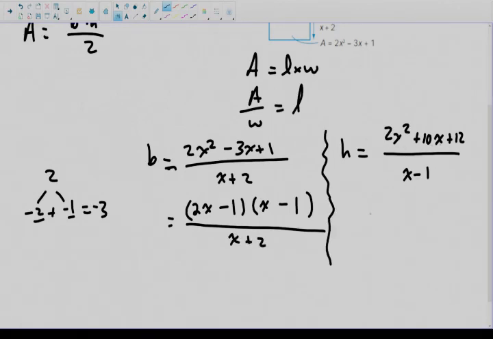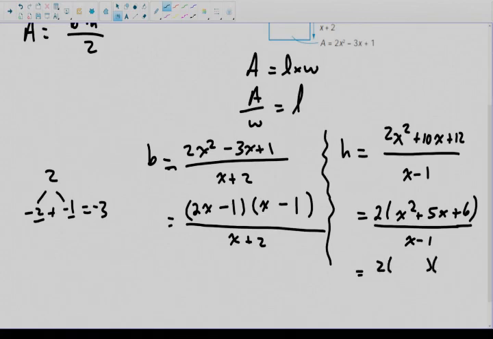Now for this one here, we can common factor a 2 before we begin. So it's going to be 2 times x squared plus 5x plus 6, all divided by x minus 1. We need two numbers that multiply to 6 and add to 5. The 6 and 5 combination is tricky, but this one's not tricky because both of them are positive. So we get x plus 3 and x plus 2, and all of that is divided by x minus 1.